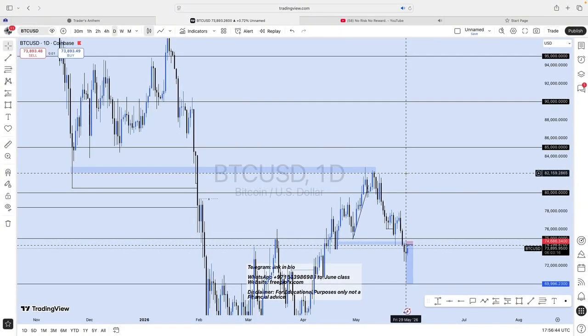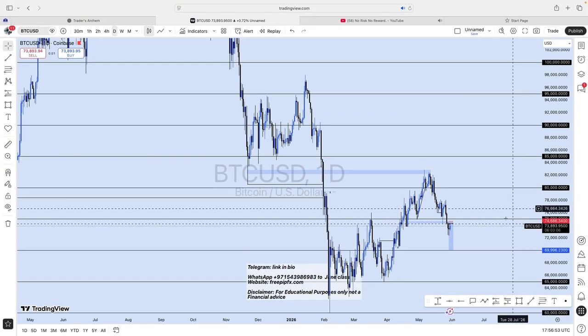And a way to reverse the trend. As I always say, a way to continue with the trend and a way to reverse the trend. Now let's look at BTCUSD at the daily time frame.